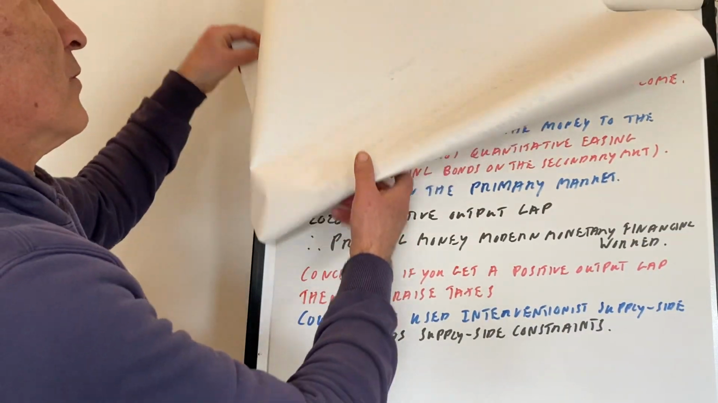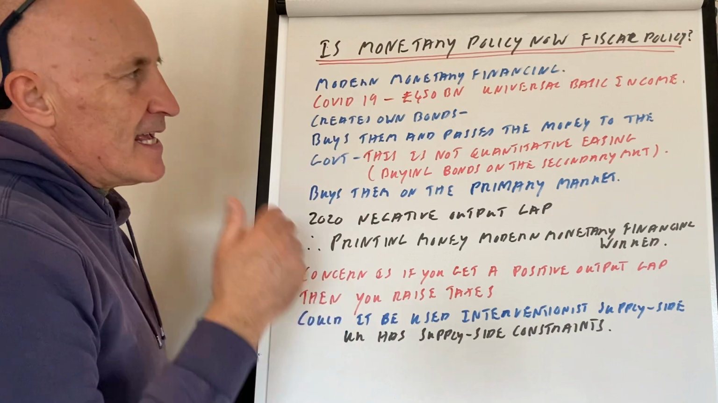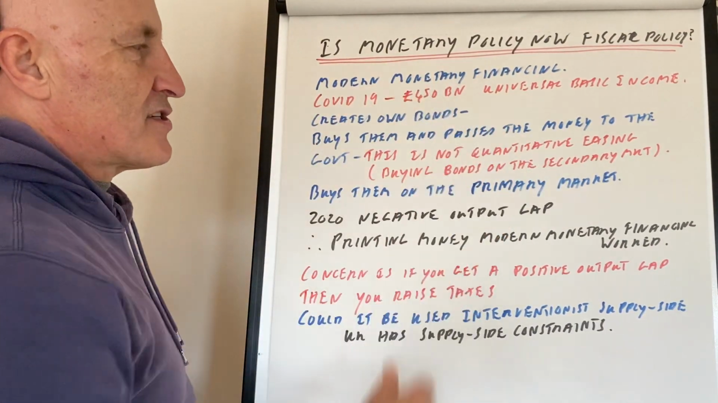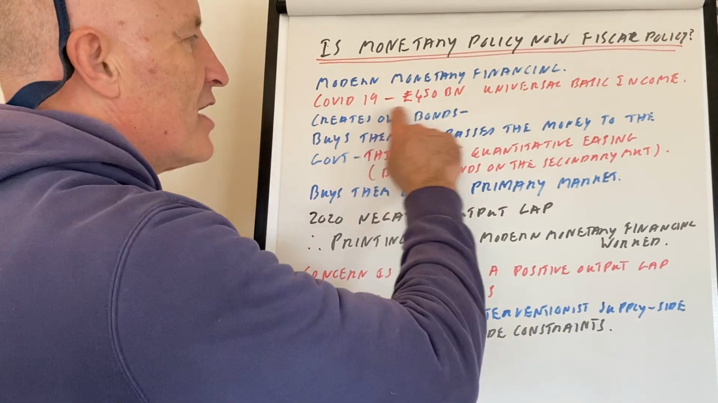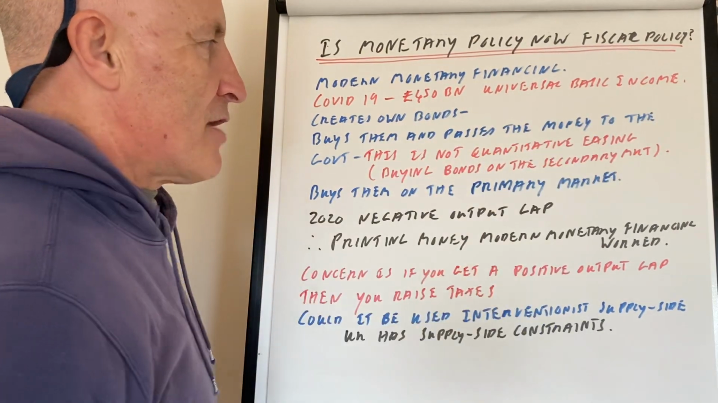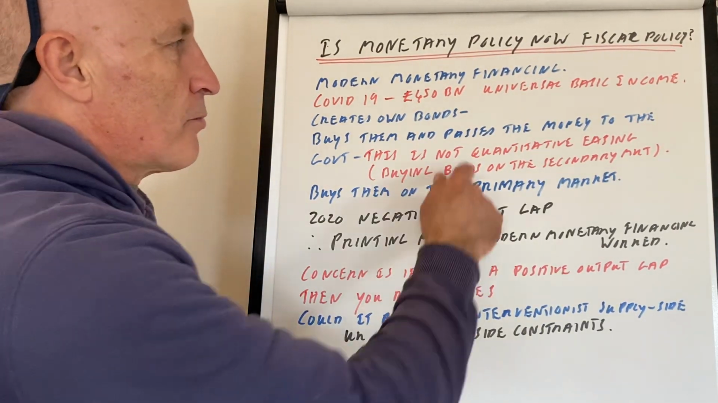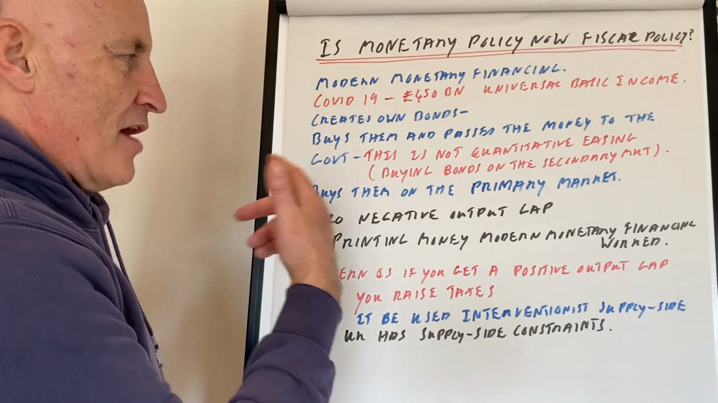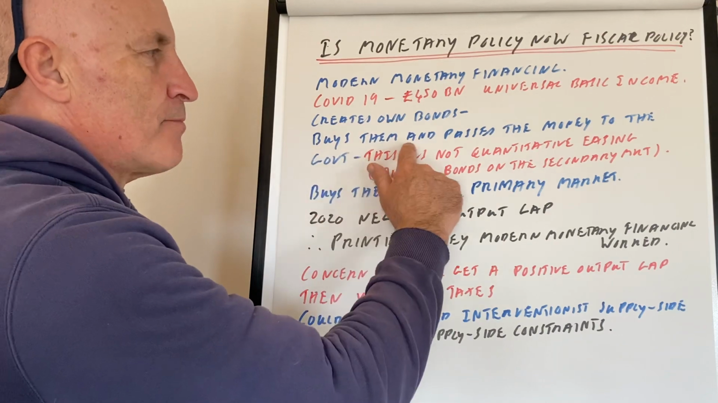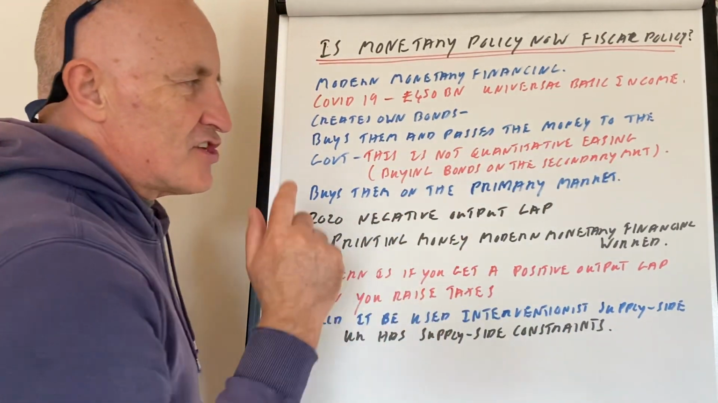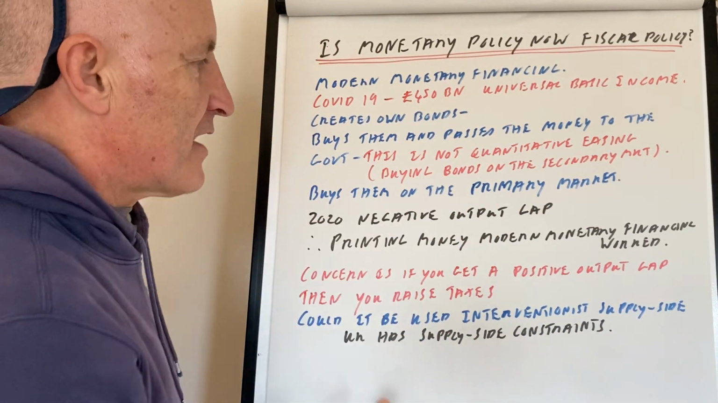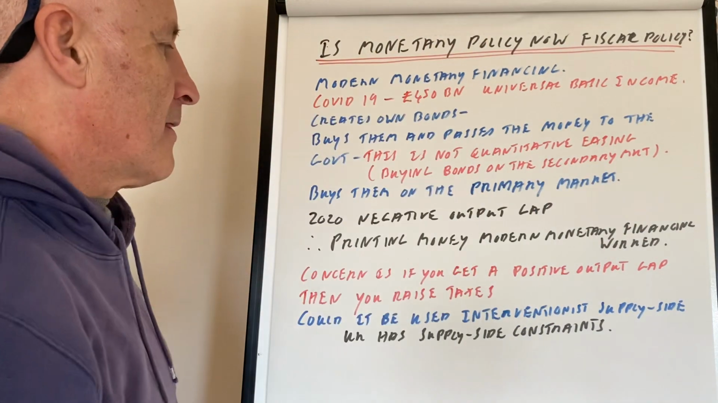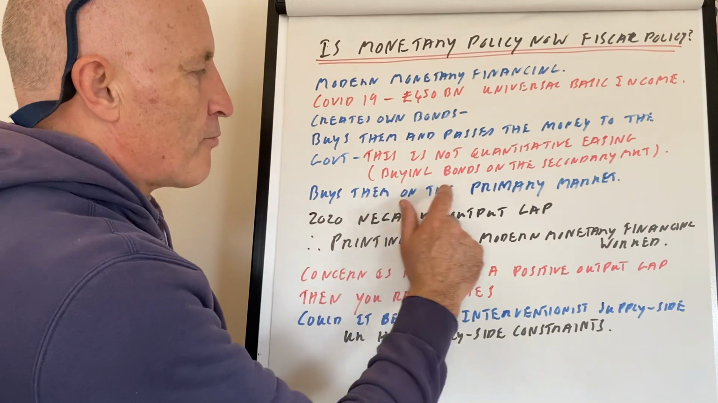Okay, so finally on here, is monetary policy now becoming the new fiscal policy? So we have modern monetary financing, which was used during COVID-19, £450 billion. Now, some people have said that this is an argument for having a universal basic income policy. However, this is when the bank creates its own bonds, buys them and passes the money on to the government. This is not quantitative easing, as I've already said, because quantitative easing is buying bonds in the secondary market. So they buy them on the primary market.